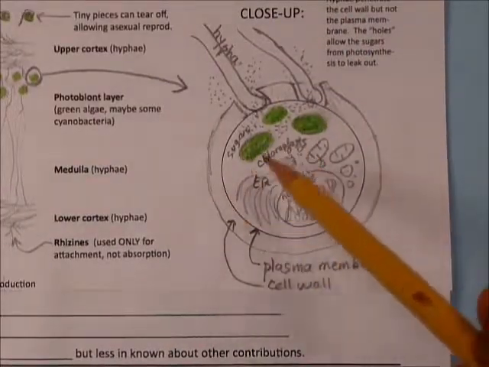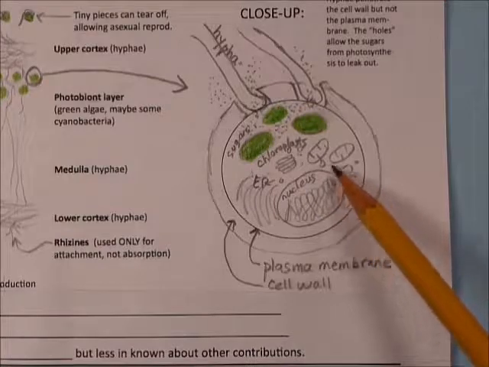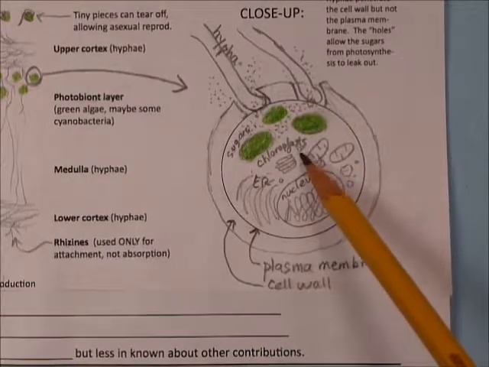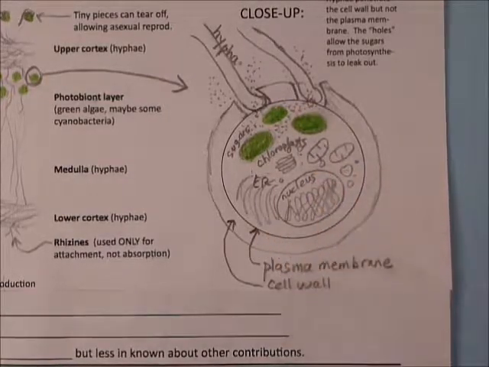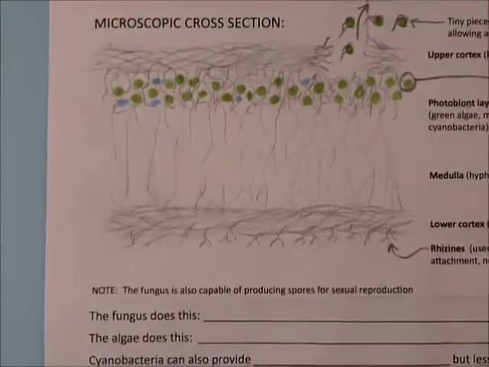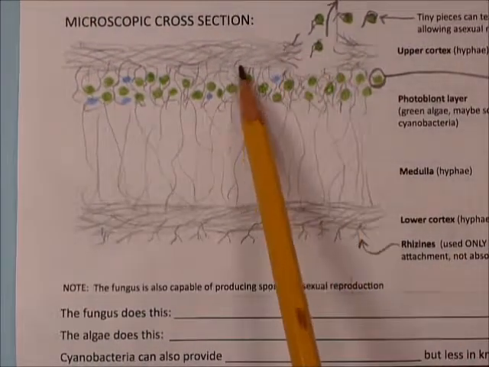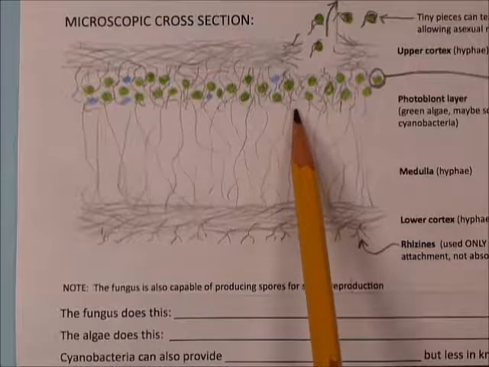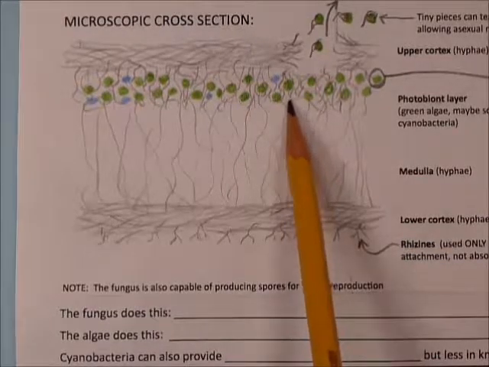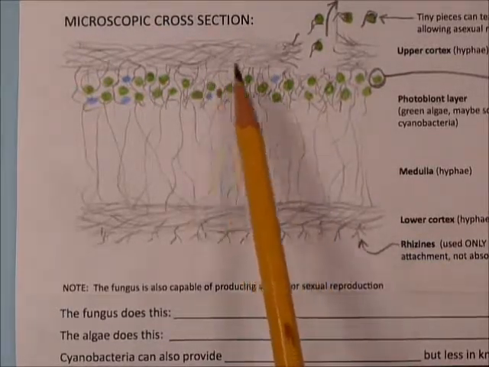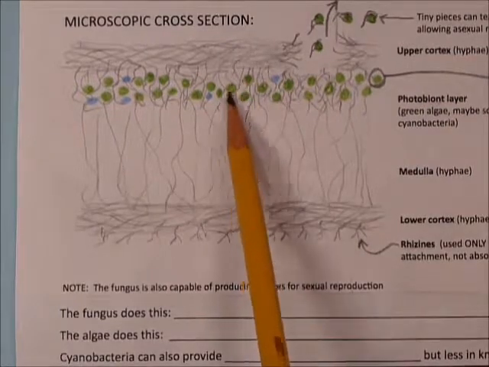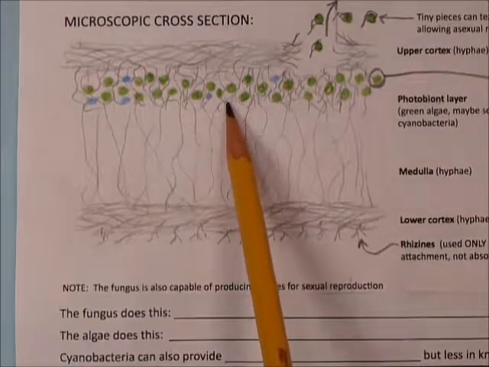So how does the algae feel about this situation? Is it being harmed in any way? No, it's not being harmed, but is it being helped? So if you have a situation where one organism is benefiting greatly and the other doesn't really care one way or the other, it's called commensalism. But when you have a situation where both organisms are benefiting, it's called mutualism.